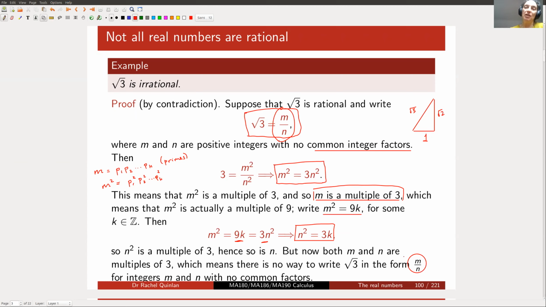Okay, so this is a very standard proof. You almost always see it quoted for the square root of 2, so just for a change, I did it here for the square root of 3, to show that these square roots of primes are not rational numbers.